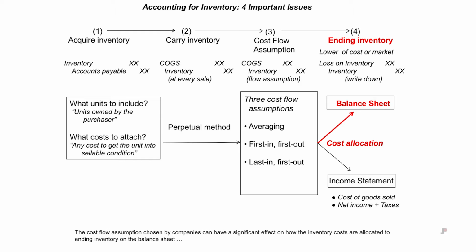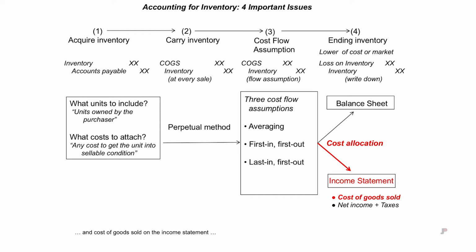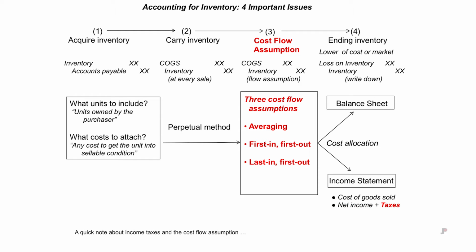The cost flow assumption chosen by companies can have a significant effect on how the inventory costs are allocated to ending inventory on the balance sheet and cost of goods sold on the income statement, which in turn affects net income and the income taxes paid by the company. A quick note about income taxes and the cost flow assumption.